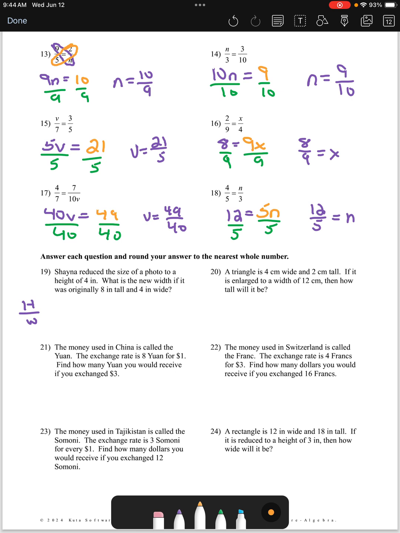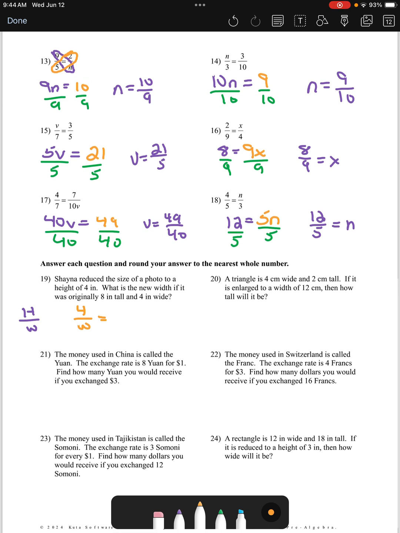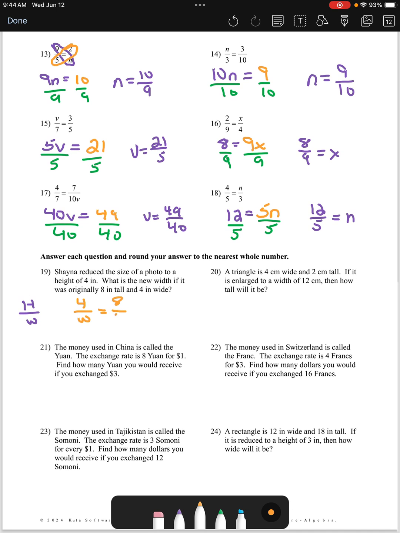she reduced the size of a photo to a height of 4 inches. When the height is 4, we don't know the width. So I'm going to leave that as the variable w. We do know that originally it was 8 inches tall, so originally it had a height of 8 inches, and it had a width of 4 inches. We have to create our proportions. But now we can solve this no problem.